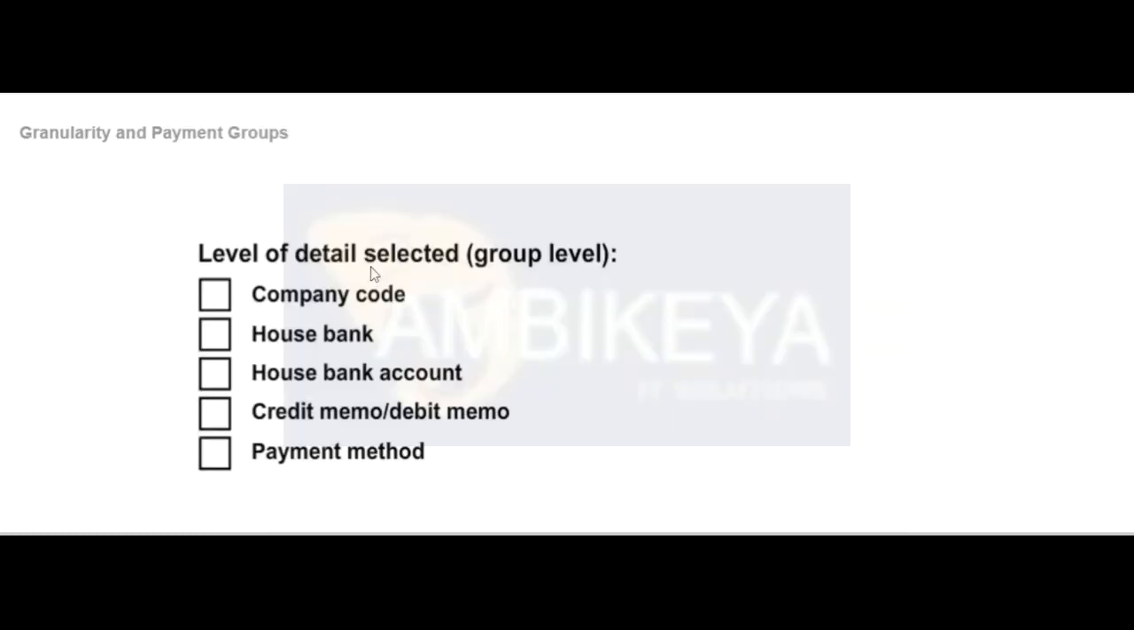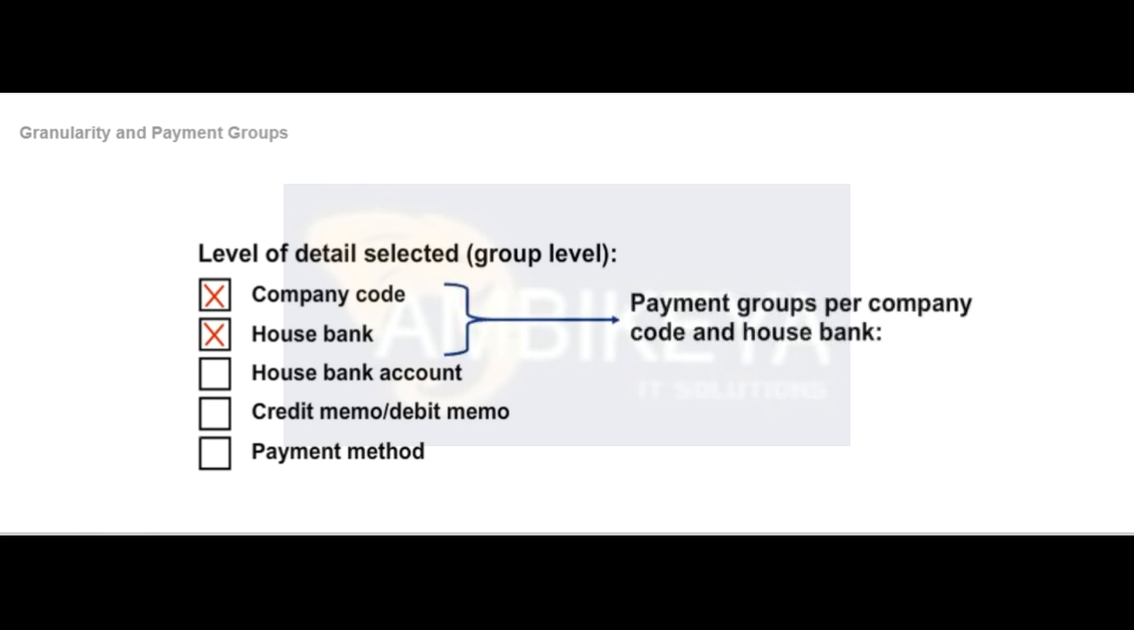By defining the granularity, the payment medium format specifies the definition of the payment medium and determines how the payment media will be output separately in payment groups. A payment group usually corresponds to one payment file. For example, if the company code and the house bank are selected as the level of granularity, the system creates a payment group for each company code and house bank combination.